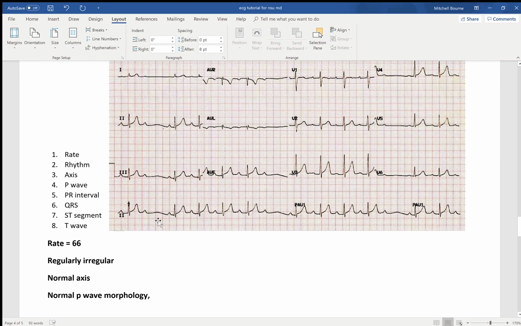So PR interval, let's look at that. This is where it's important. This is why we have a system. So PR interval, let's not worry about calculating it. Let's just look at what it looks like. Between the start of the P wave and the QRS, it's that long. And this one looks longer.